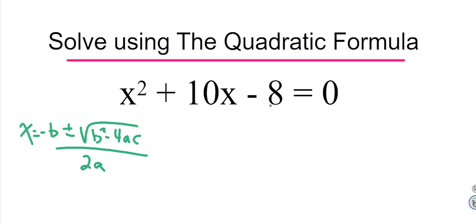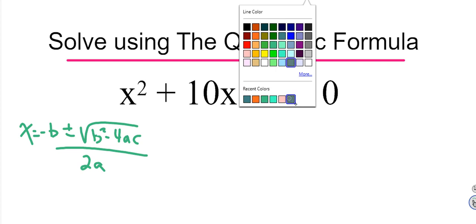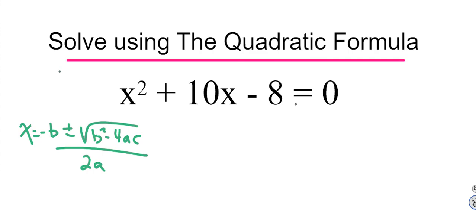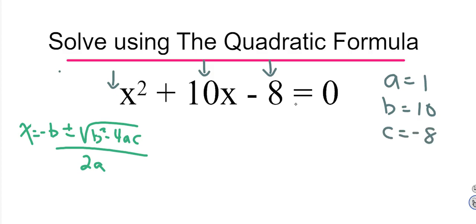And now you're like, wait, what are A's? What are B's? What's going on here? So if you remember from last year in algebra, whatever's in front of your x squared is your A. We don't see anything there, so that means there's a 1. Whatever's in front of your x is your B, right? Whatever's your constant is your negative 8. That's your C. And you just plug and chug.